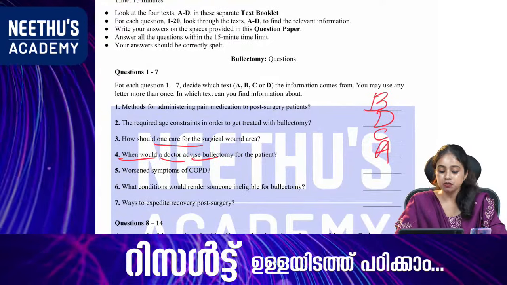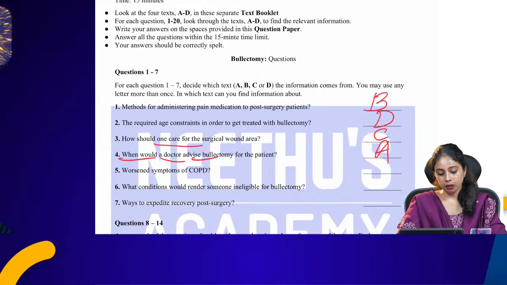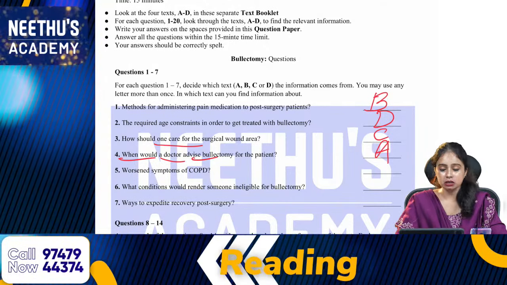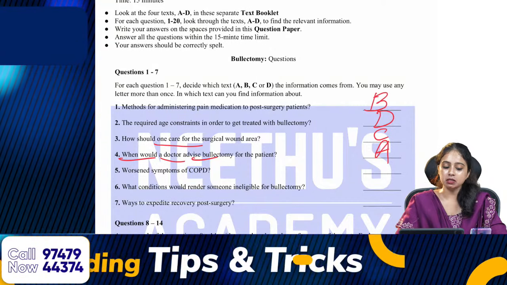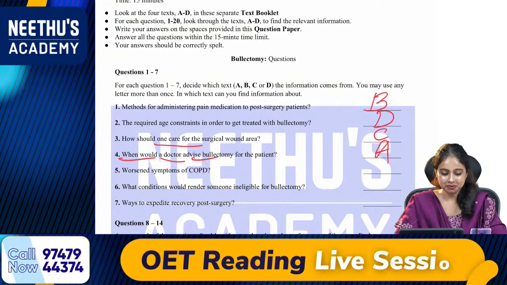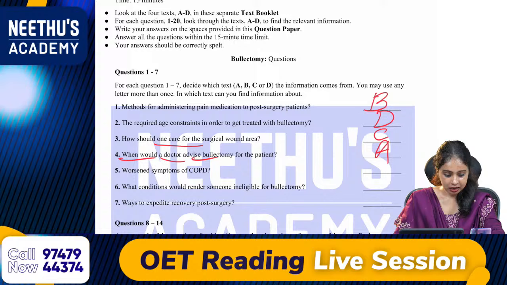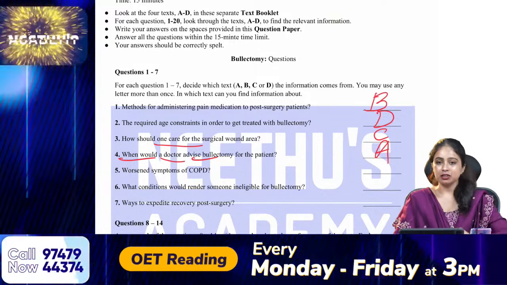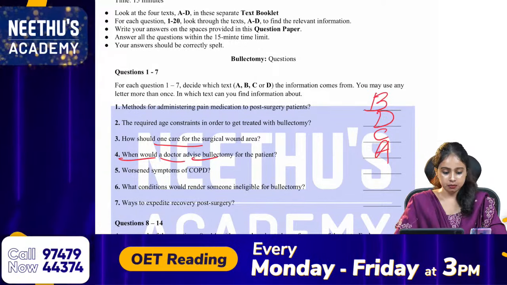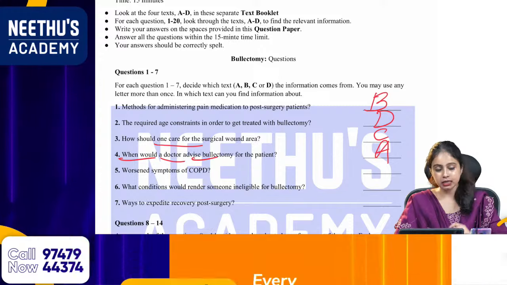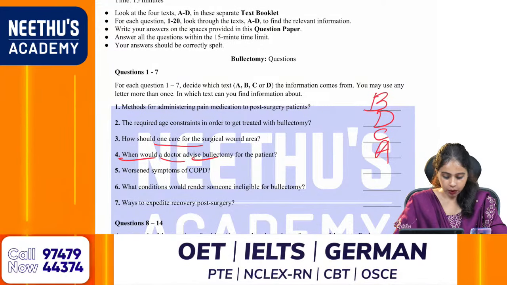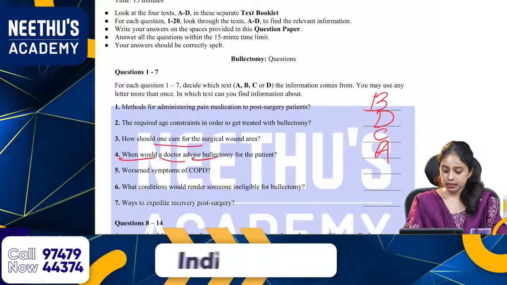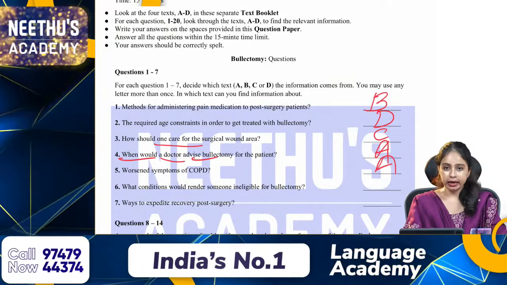Worsened symptoms of COPD. Okay, so where is it mentioned? Any idea? Fifth one. Yes, Kavita, where is it mentioned? The fifth question. Yes, Sini. Text A. Okay, very good. What is the correct answer? Which text? Any idea? Okay, so yes, fifth question, the answer is text A again.